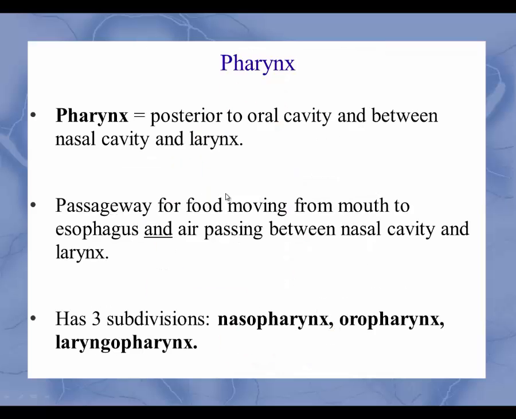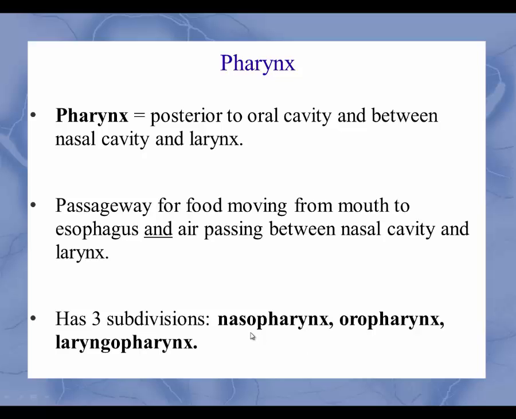Alright, next we'll move on to the pharynx. The pharynx is posterior to the oral cavity between the nasal cavity and larynx. We talked about this in the last chapter with the digestive system. Now, the pharynx serves as a passageway for both food and air. Food going down through the esophagus down to the stomach, and air passing down from the nasal cavity into the larynx.